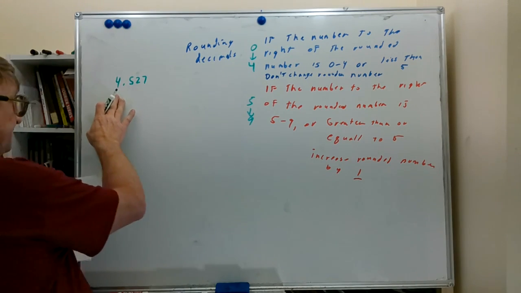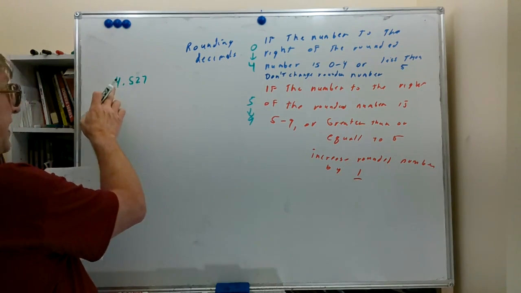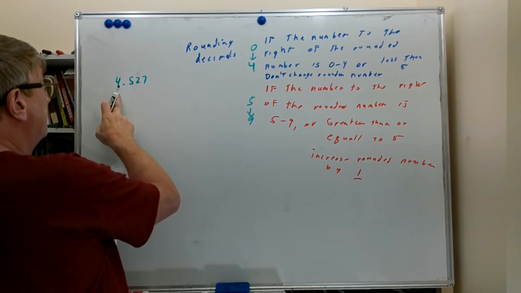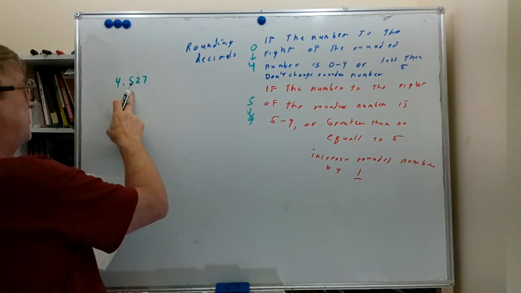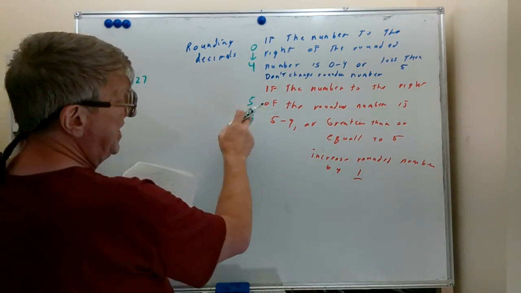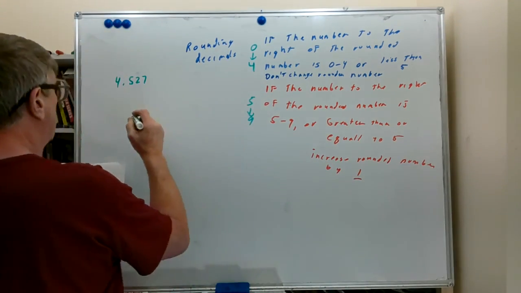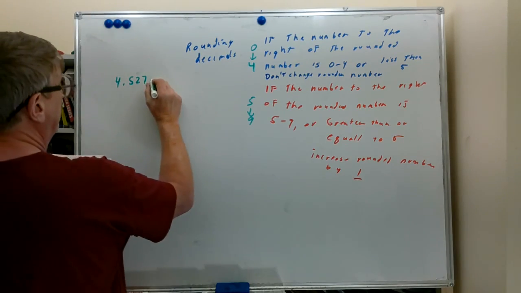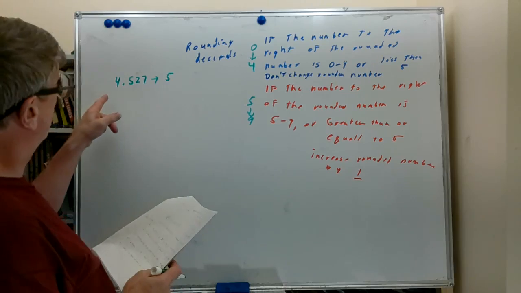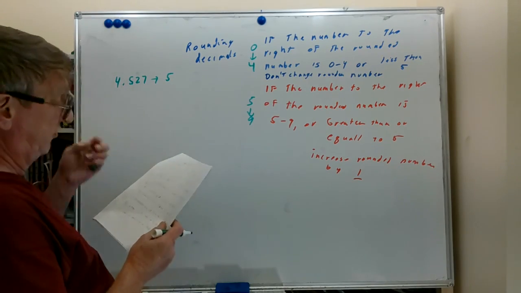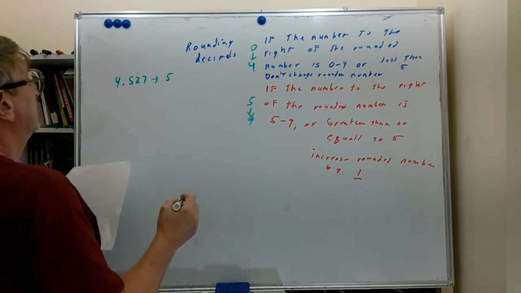The 4 is the digit we're rounding. We're rounding to 1 significant digit. Well, if we look at the 5, which is to the right of it, we see it's a 5 to 9, that says increase by 1. So we're going to rewrite this simply as 5. That's 4.527 rounded to 1 significant digit.